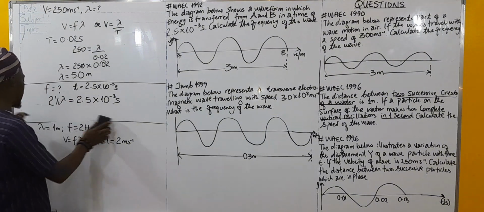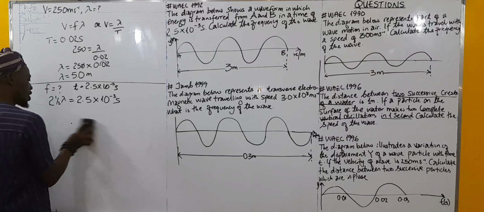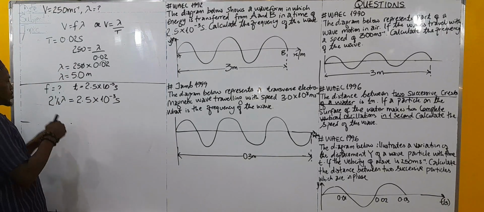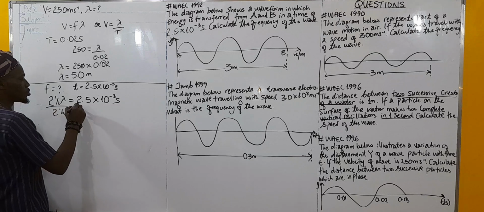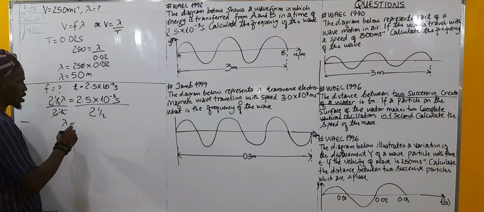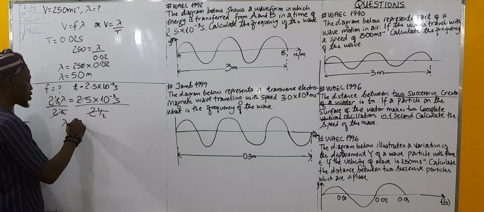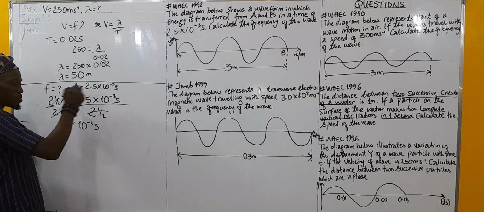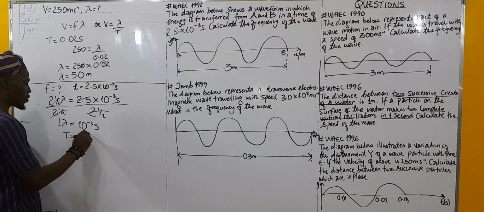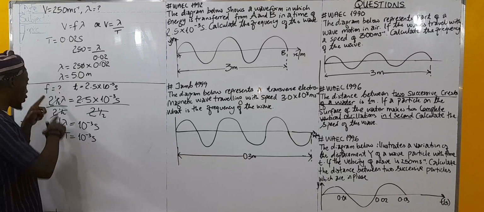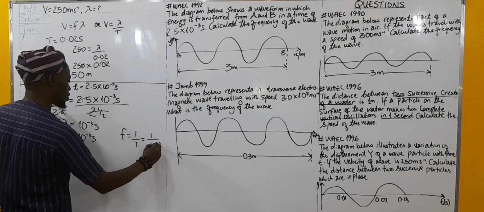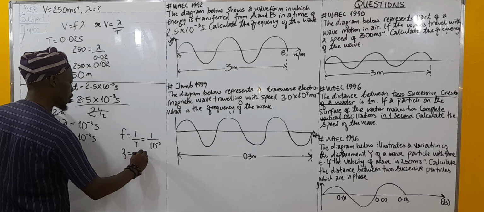From here, I can calculate my period, because period is the time taken to complete one oscillation, not 2.5 wavelengths. So 2.5 times the period is 2.5 times 10 to the power minus 3 seconds. So the time taken to complete one wavelength is the period. So period is automatically 10 to the power minus 3 seconds. We're not looking for period, we're looking for frequency. But we know that frequency is 1 over period, which gives 1 over 10 to the power minus 3. So my frequency is 10 to the power of 3 hertz.